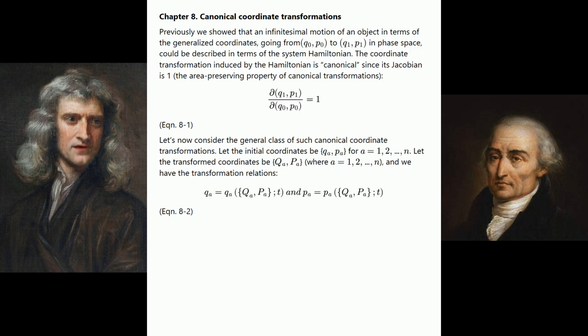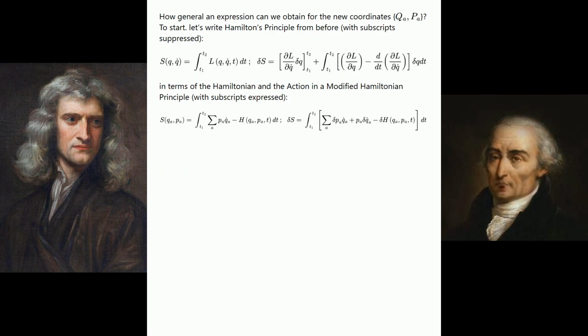Let's now consider the general class of such canonical coordinate transformations. Let the initial coordinates be q sub a, p sub a, where a equals 1, 2, ... n. Let the transformed coordinates be Q sub a, P sub a, where a equals 1, 2, ... n, and we have the transformation relations. See equation 8-2. How general an expression can we obtain for the new coordinates, Q sub a, P sub a?